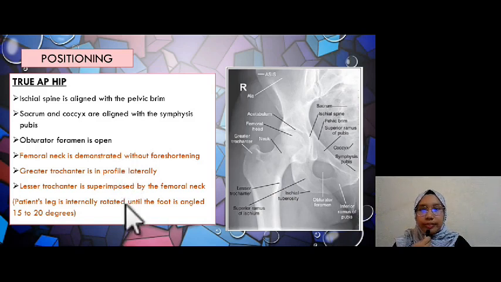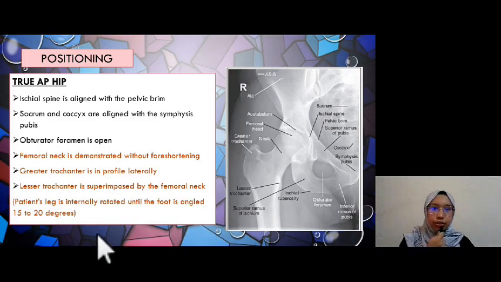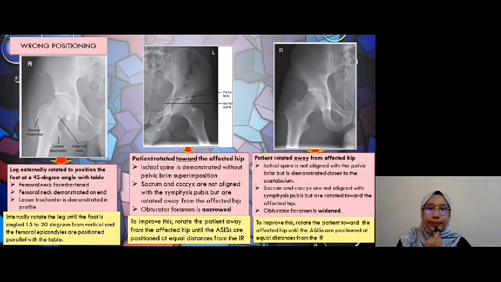These three criteria that I have bolded in red color are achieved when the patient's leg is internally rotated until the foot is angled 15 to 20 degrees. Okay, next. This is the simplest wrong positioning for AP hip.